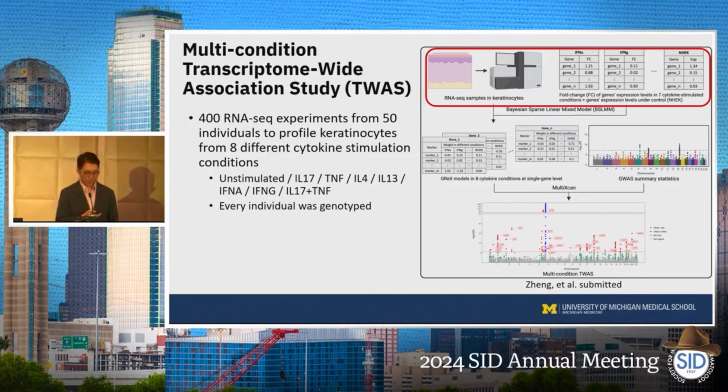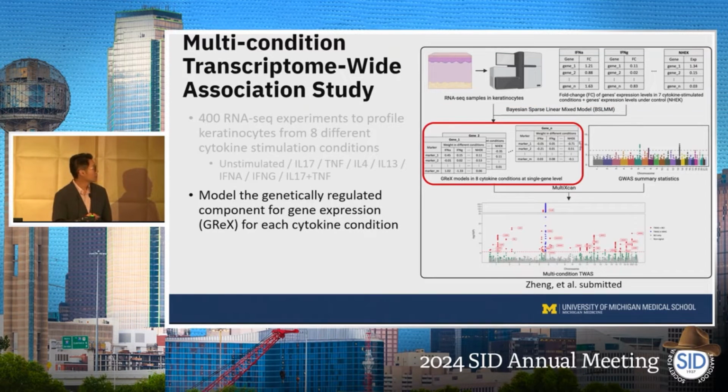So the goal for us is actually to learn the expression patterns as a function of genetic variants in the local regions. We model what is called the genetic regulatory component of gene expression, GREX, for each cytokine. You can imagine that for each gene, you try to model how each of these genetic variants would be associated with it.